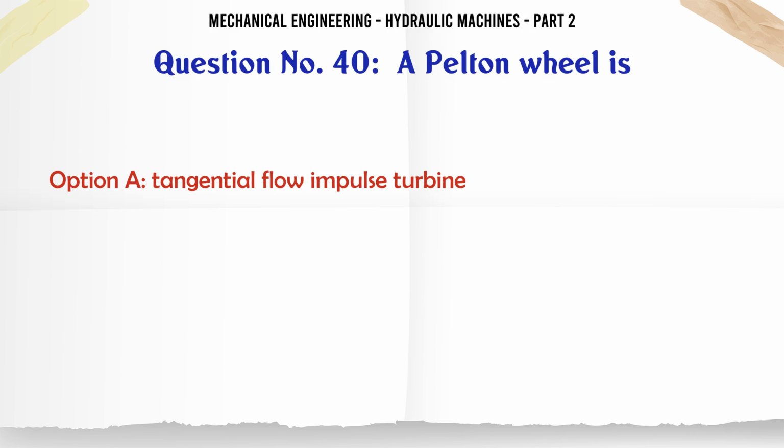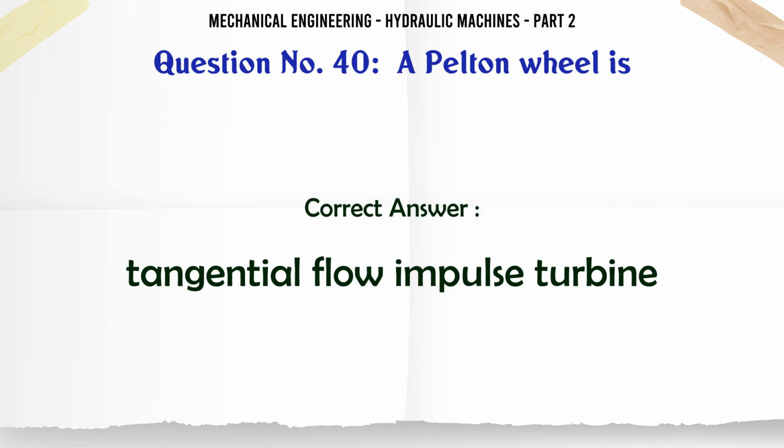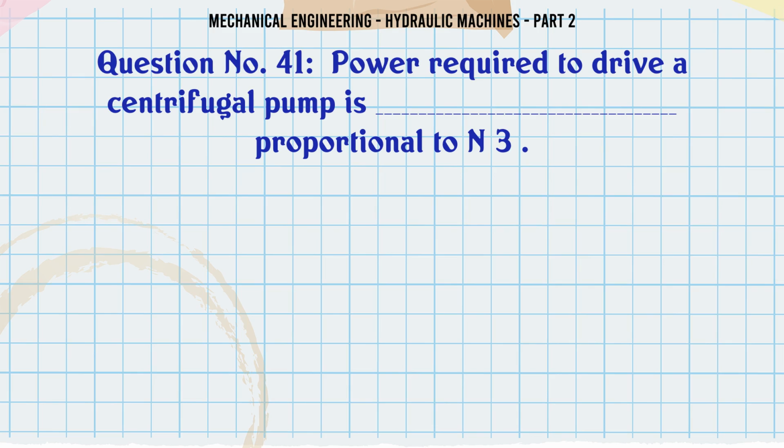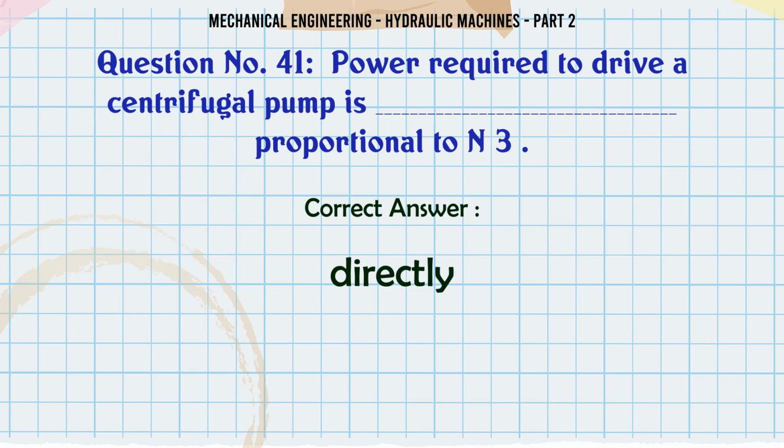A Pelton wheel is A. Tangential flow impulse turbine, B. Inward flow impulse turbine, C. Outward flow impulse turbine, D. Inward flow reaction turbine. The correct answer is tangential flow impulse turbine. Power required to drive a centrifugal pump is proportional to N^3. A. Directly, B. Inversely, C. D. The correct answer is directly.